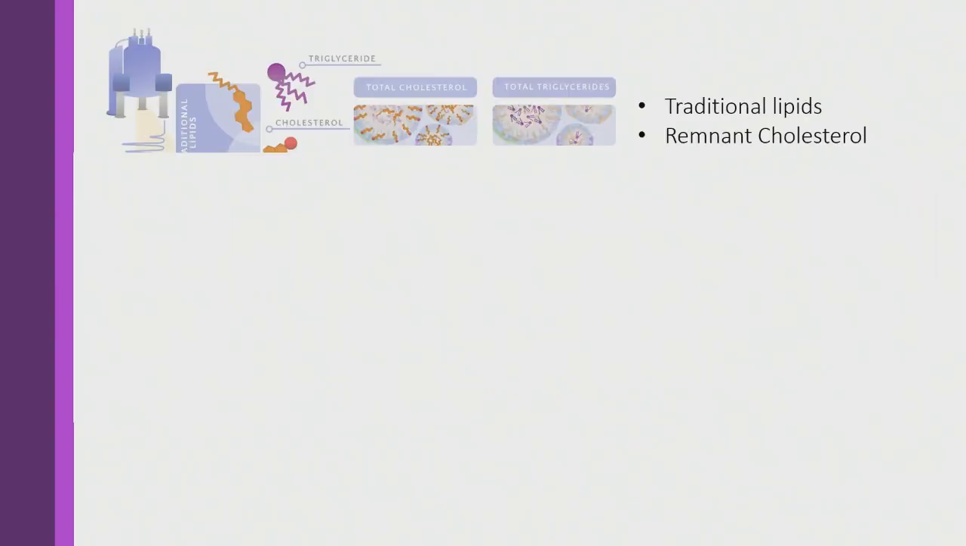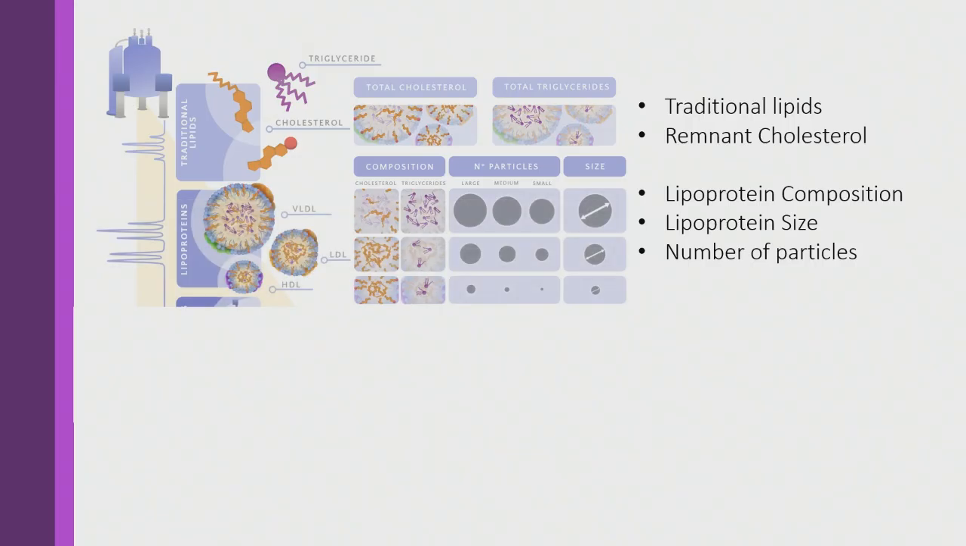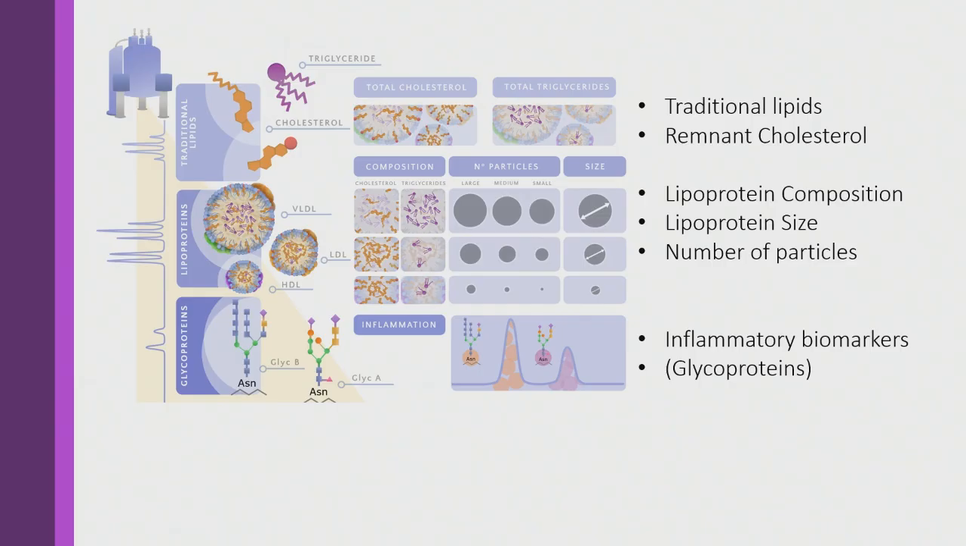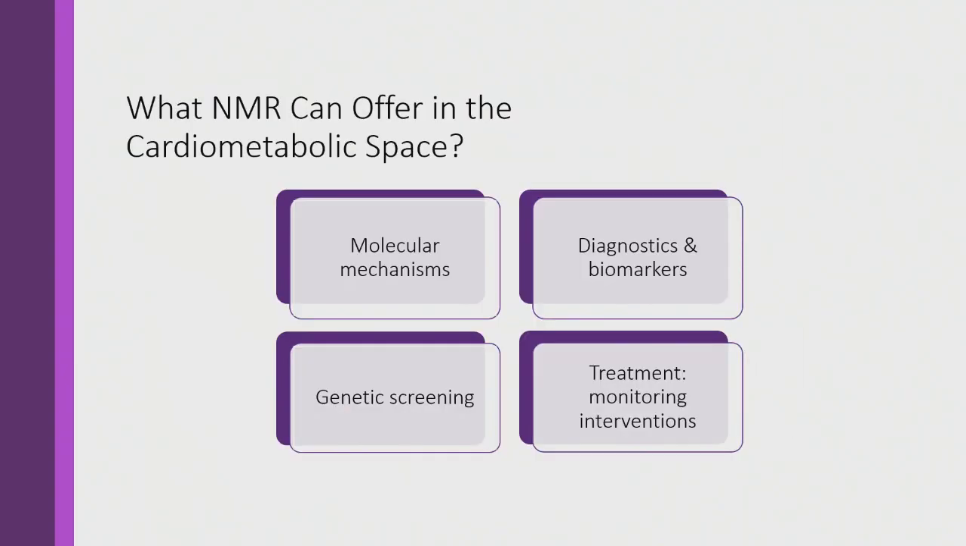So we have to think about NMR, a technique that is fast and cheap, that can profile traditional lipids, but also these advanced lipoprotein parameters, and also inflammatory biomarkers. I will go through that in two slides. And the aqueous metabolome, around 12 dozens of metabolites, and also the lipidome. So it's a technology that gives you a broad image of what's happening metabolically speaking.